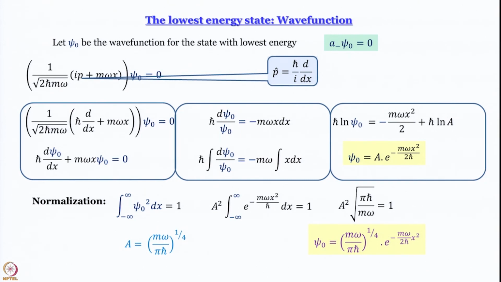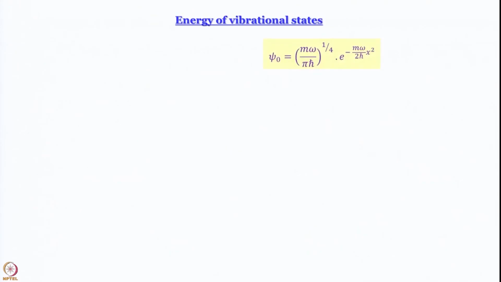What is the next step? The next step is to find the energy. Since you know the wave function, we will take that wave function and make the Hamiltonian operate on it.